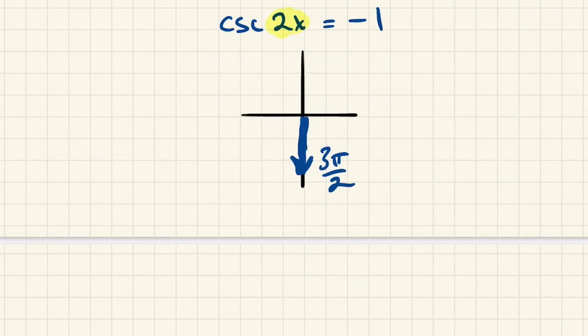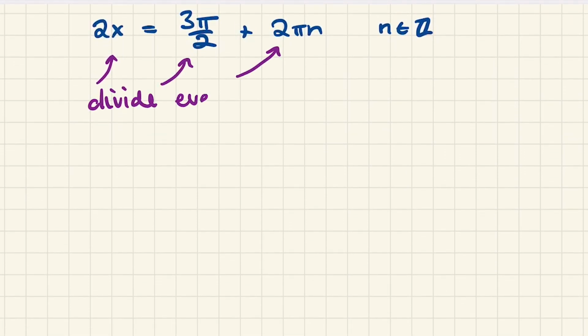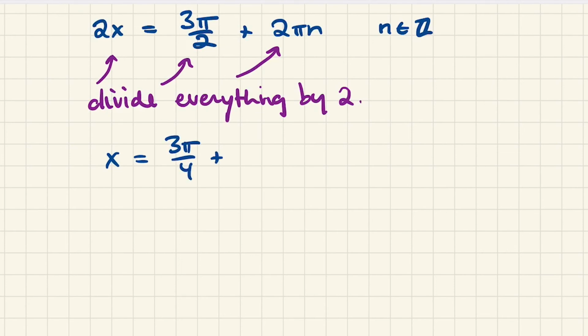Now the question just said, find solutions between 0 and 2 pi. So like I said before, we still have to write all the solutions. So let's go and say, well, what was our angle? It was 2x, so that's going to be 3 pi over 2 plus everything coterminal to it. Now to isolate x, divide everything by 2. So we're going to get x is equal to 3 pi over 4 plus pi n. And that generates the full infinite list of solutions.